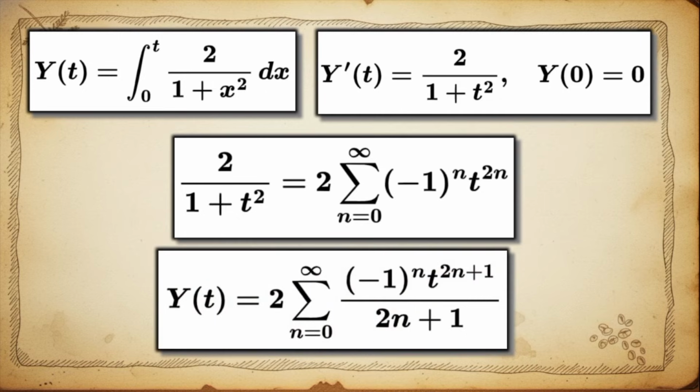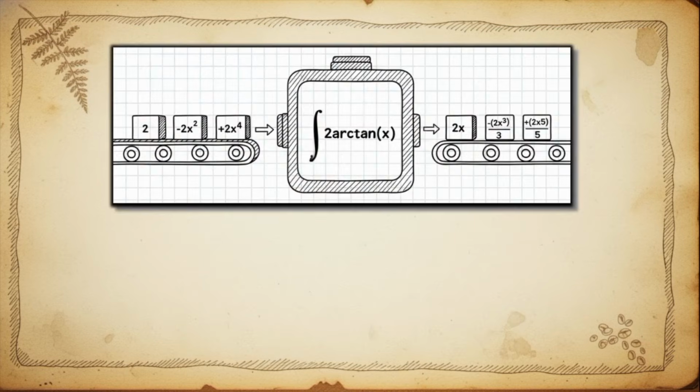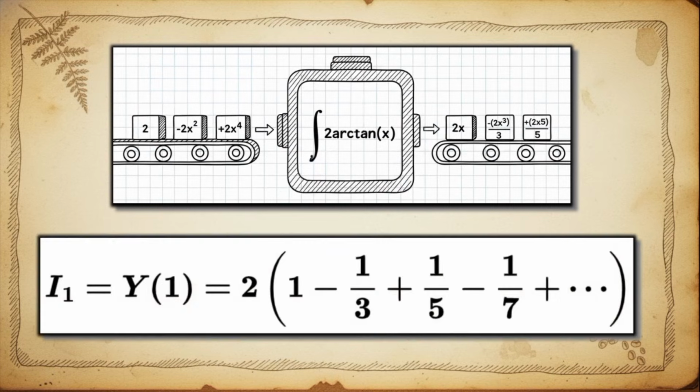So what does that do for us? Well, since our integral I1 is just the integral of that function from 0 to 1, it means we can now integrate this entire series just one simple term at a time. It makes the problem so much easier. And boom, look at what we get. After you do the integration, out pops this beautiful classic series, the alternating sum of 1 over all the odd numbers times 2. This is huge. This is our first major piece of the puzzle. We've just shown that I1 is equal to this famous series.